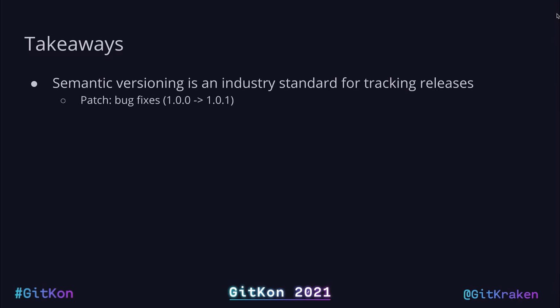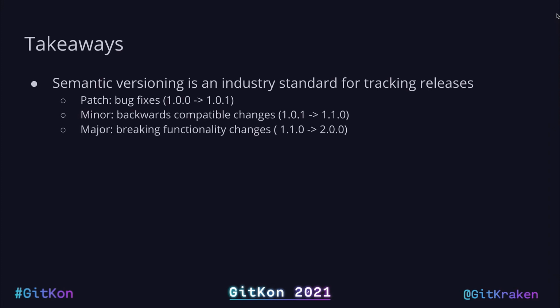Again, patch releases are just for indicating bug fixes. So from version 1.0.0 to 1.0.1. Minor releases indicate backwards compatible changes to your features or functionality. So from version 1.0.1 to 1.1.0. And major releases indicate potentially non-backwards compatible breaking functionality changes. So going from version 1.1.0 to version 2.0.0. So a significant amount of changes have been made to your code base between those two tags.